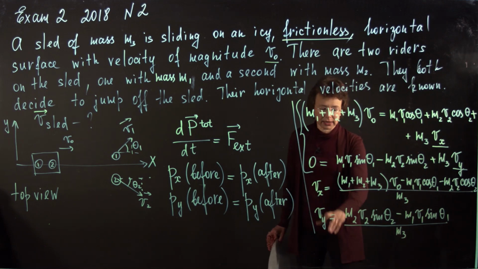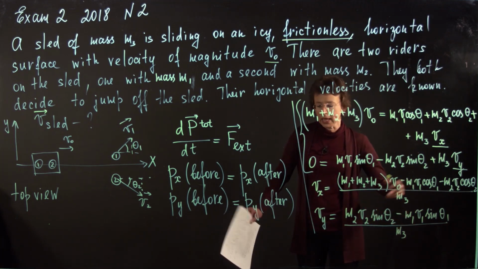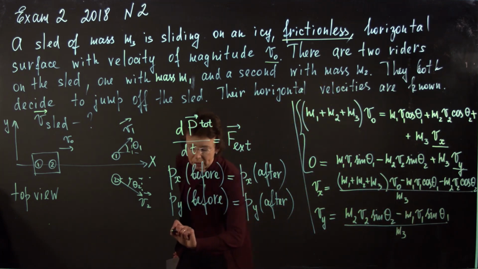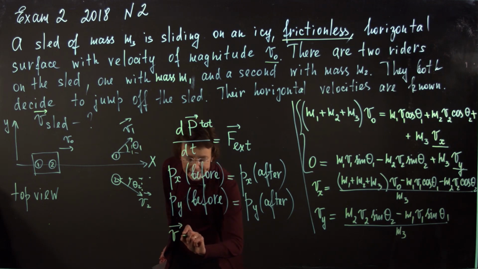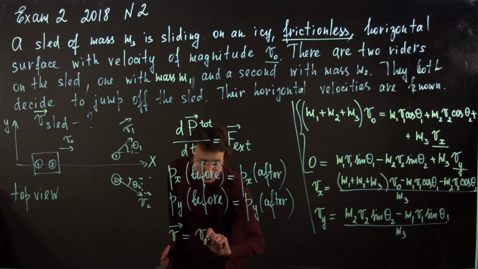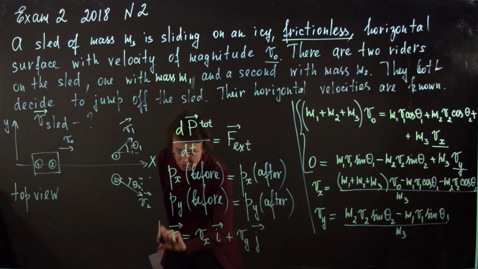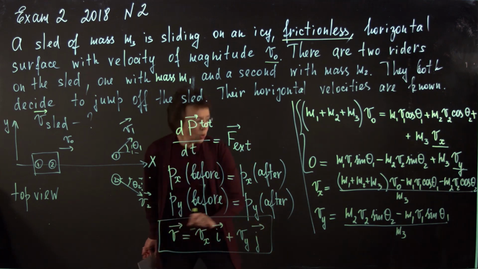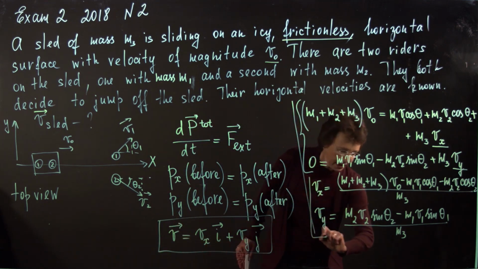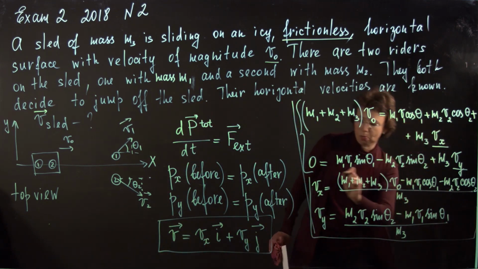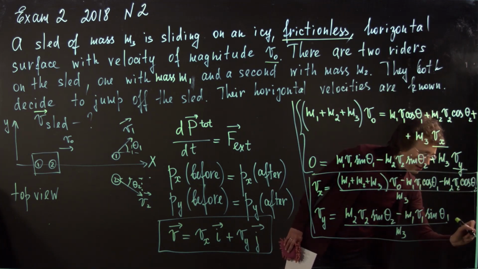So I found x and y components of velocity. The problem is solved. So what will be my final velocity of the sled? It will be vx unit vector i plus vy unit vector j, where vx and vy are boxed here.